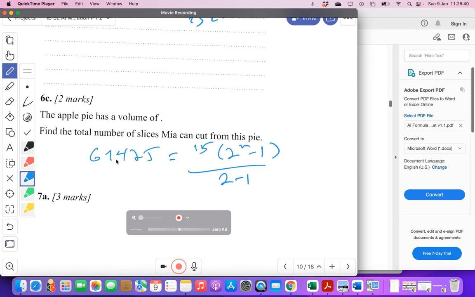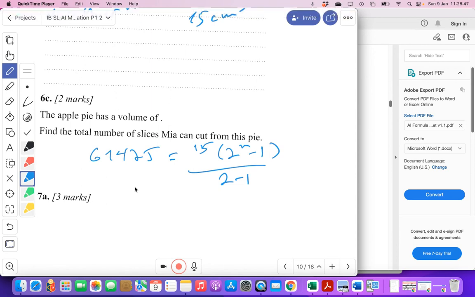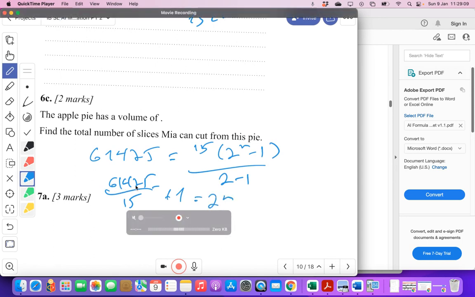Let's divide this by 15. And so then I'm going to have 61,425 divided by 15. And then I'm going to subtract or add to that actually 1, it looks like. And I'm going to solve that is equal to 2 to the n. So what power of 2 is going to be that?